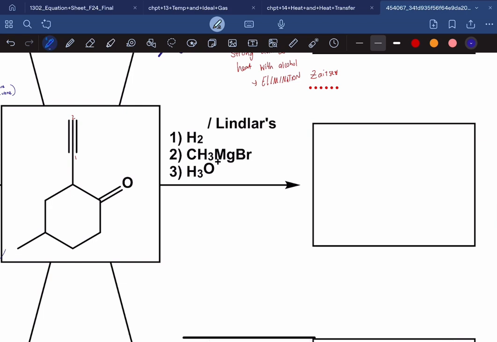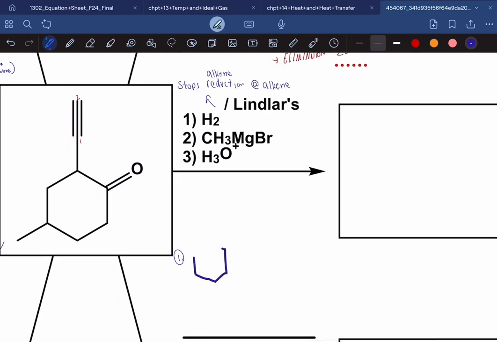And this is saying you're reacting with Lindlar's catalyst. So hopefully you know that Lindlar's catalyst stops reduction at alkene. And I should say stops alkyne. So the first step is just going to be to turn the alkyne into an alkene. So let's draw that here. Step 1, let's make that alkyne into an alkene. Okay, like this. And then this is still a double bond to O, and this is still this. Okay, so that's step 1.